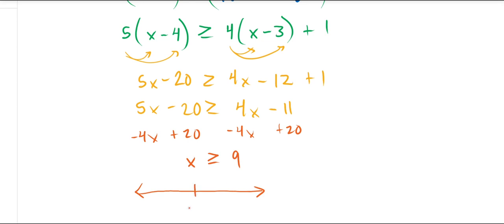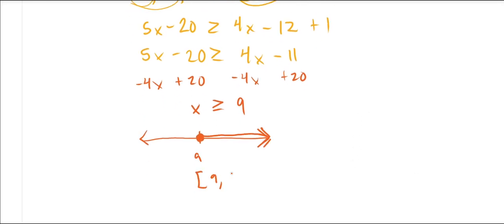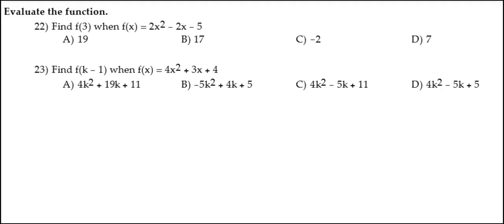So we make a mark at 9. We shade it in, and we shade all the values greater than that, which gets me a graph that looks like this, or an interval that looks like this, with a bracket from 9 up to infinity, which is answer C. The next questions are asking us to evaluate a little bit of function notation.